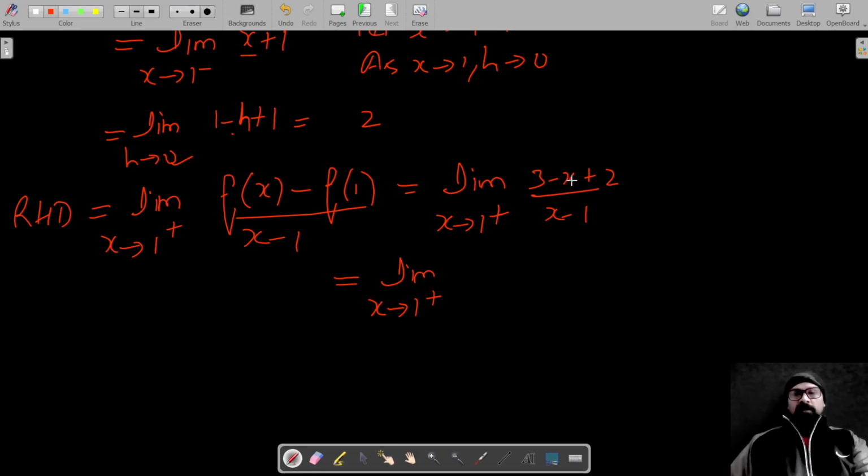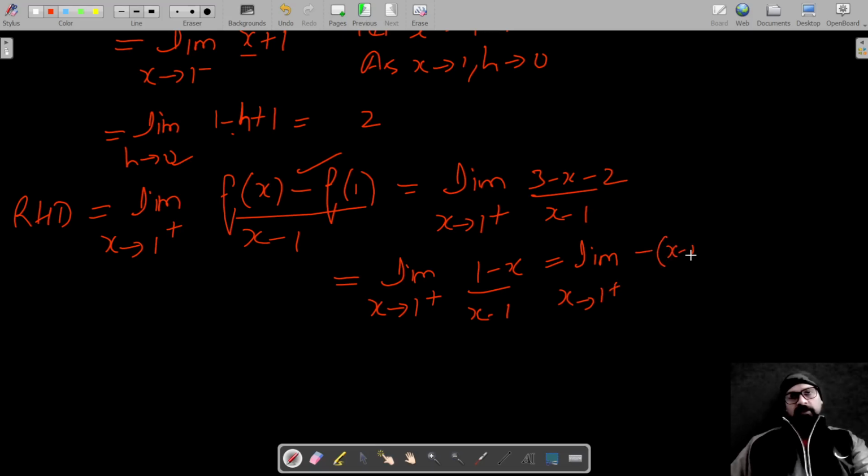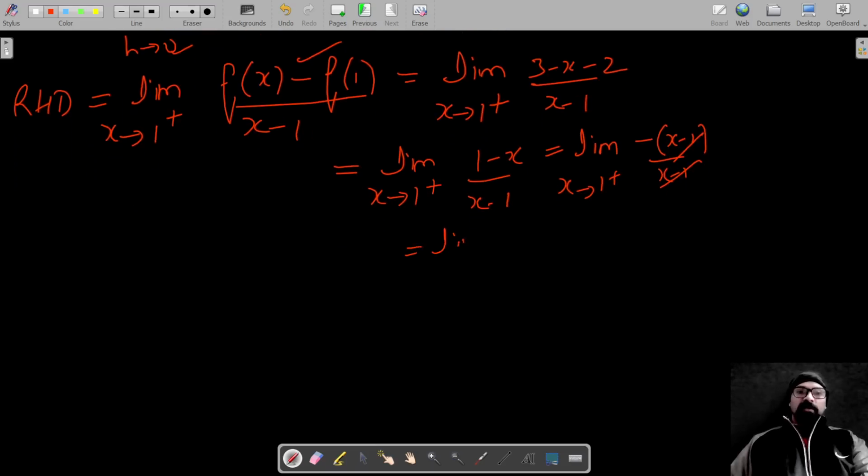So this is now minus 2, and 3 minus 2 is 1 minus x upon x minus 1. And I can write it as limit x tends to 1 plus, negative x minus 1 upon x minus 1. And as x tends to 1 plus, this is negative 1.